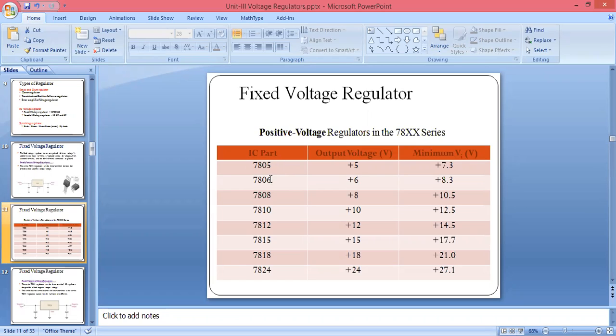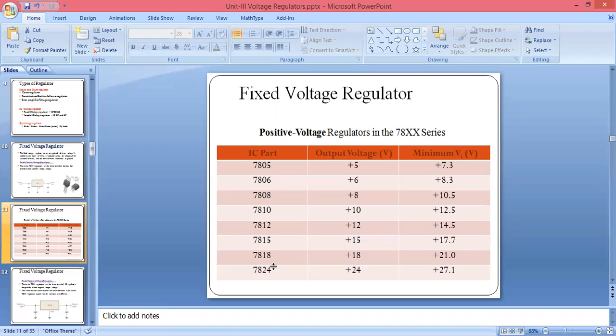If we are using 7806, it will give constant DC voltage of 6 volt. Like this, we are having different numbers of IC available in the market. If there is an IC, it is called 7824.